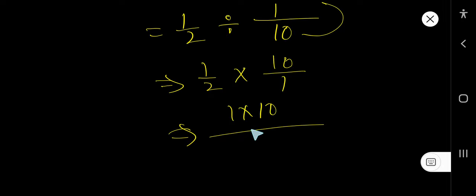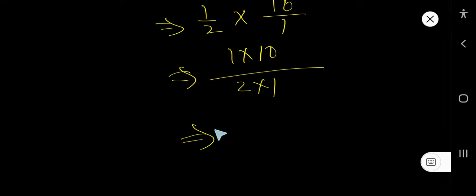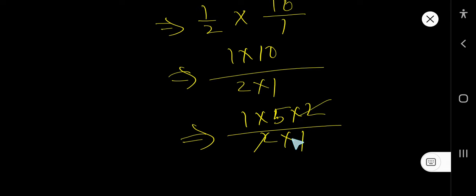Now you need to multiply top to top and bottom to bottom. 1 times 10 and 2 times 1. So what you are getting, you need to reduce this. That is, reduce means you need to cancel the common factor. So you can write 10 as 5 times 2, and 2 times 1, cancel the 2. So you are getting 5 over 1, that is 5. And this is the answer.